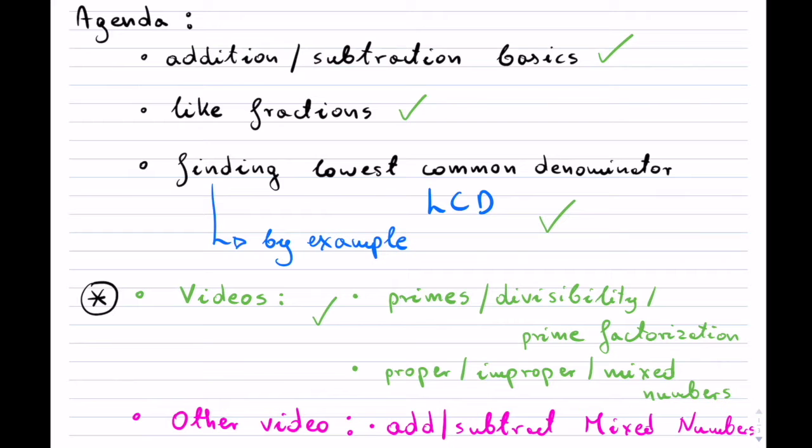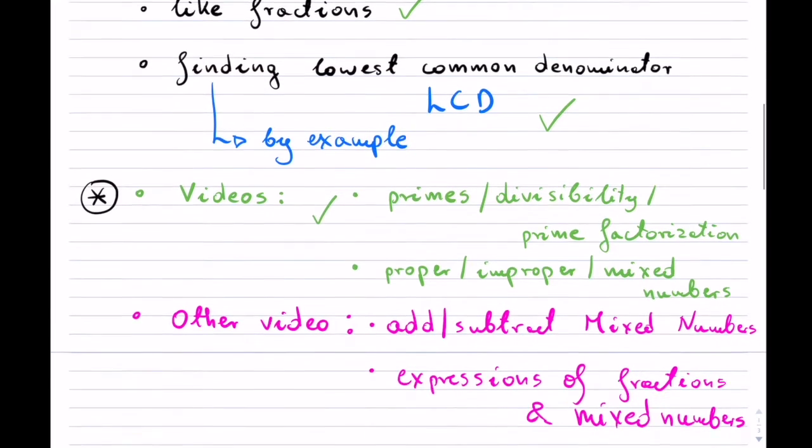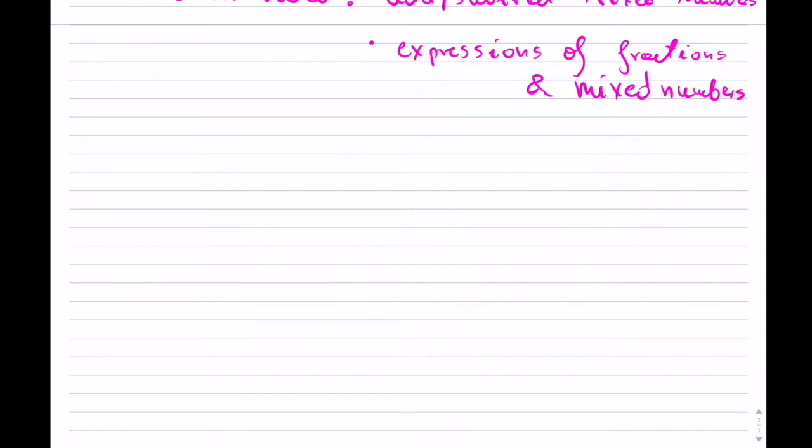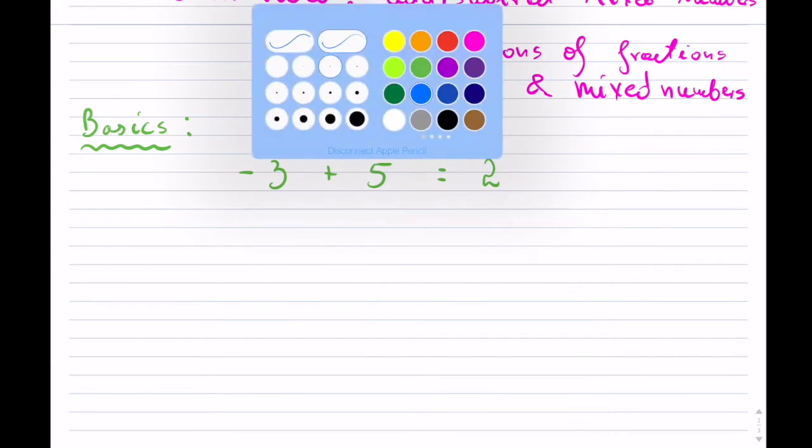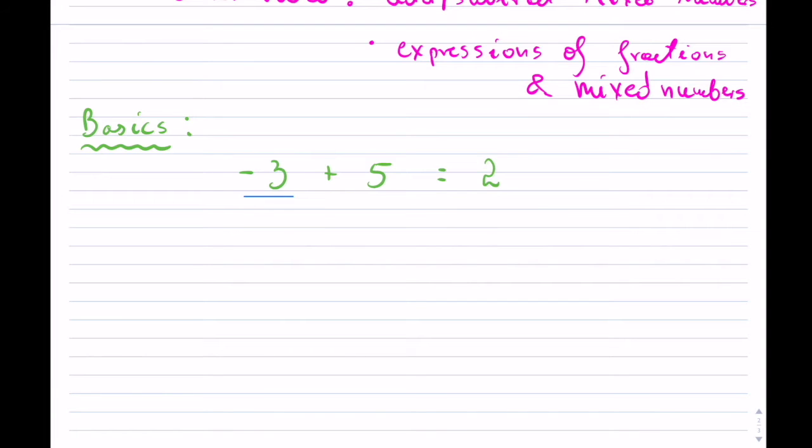Adding and subtracting basics and understanding like fractions. The basics of fractions are with the concept of simply being able to add and subtract any integers. For instance, if I gave you -3 plus 5, and you try to solve this, your answer will be +2. Now, with fractions, we can do exactly the same thing. The only difference is that fractions have a numerator and a denominator.